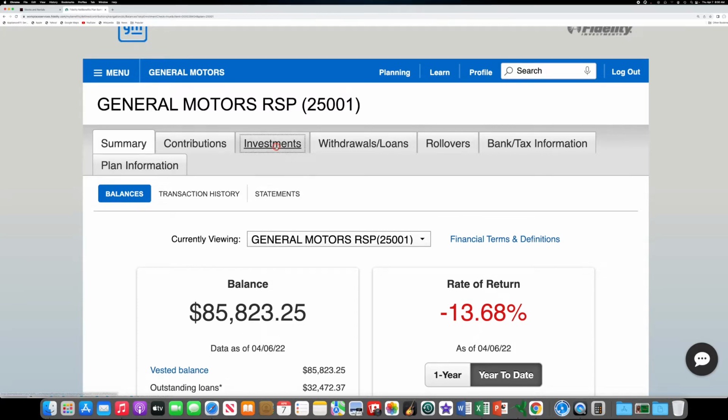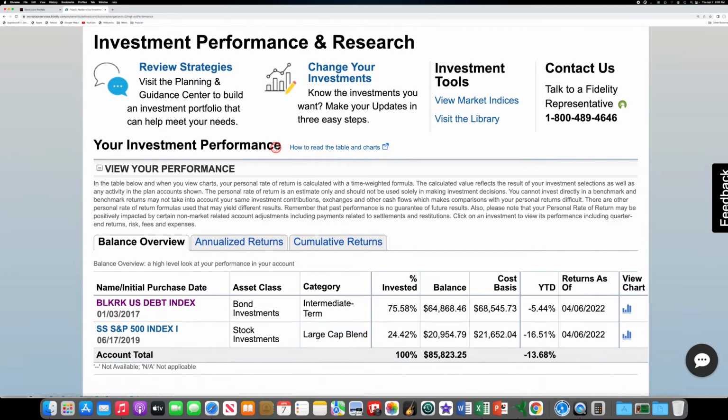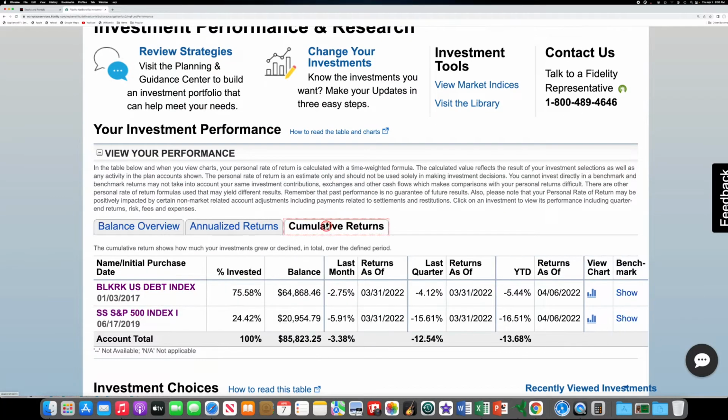Let's click on investments. And we're going to click on this tab, cumulative returns. And the column we like to look at is year to date. And here are the two funds that I'm in, BlackRock US Debt Index. I used to have all my money right here. But on the 29th, I decided to take some money out and invest in the S&P 500 Index.